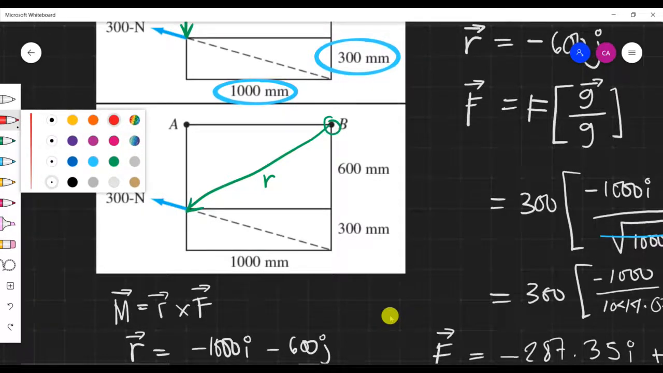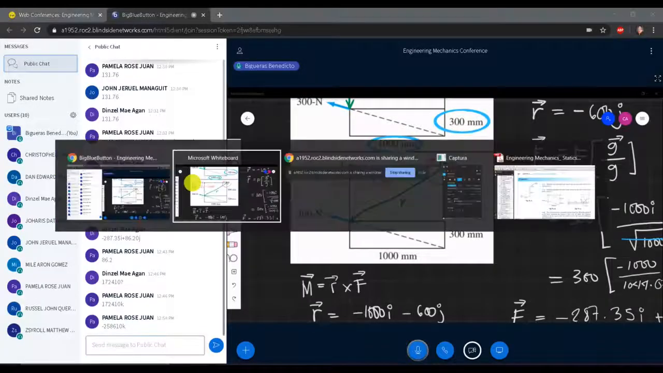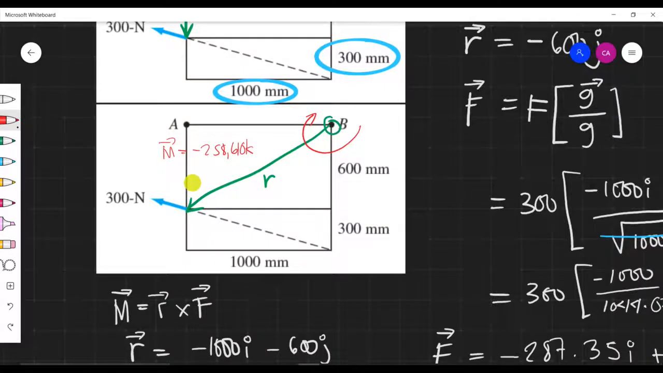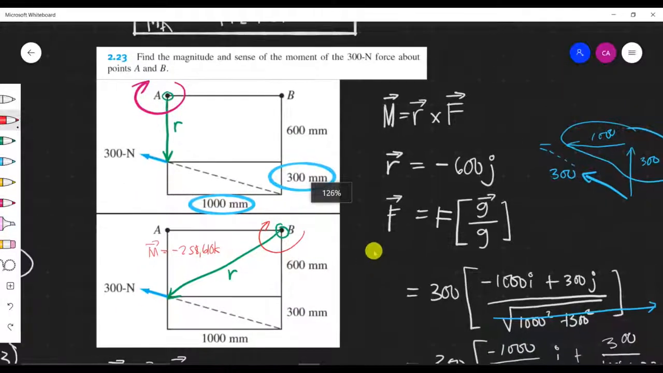So, may moment yan na pag ganun yung direction, negative daw. Which is negative 258,610 at the axis K. So, yun yung moment vector. Kapag yung magnitude, edi square mo lang siya. Ganyan natin nahanapin yun. Hanapin mo yung vector F, then what is the vector R, then cross multiply, then ganun siya. Nakuha mo na yung moment. Nasolve natin pareho. So, that is moment at B.